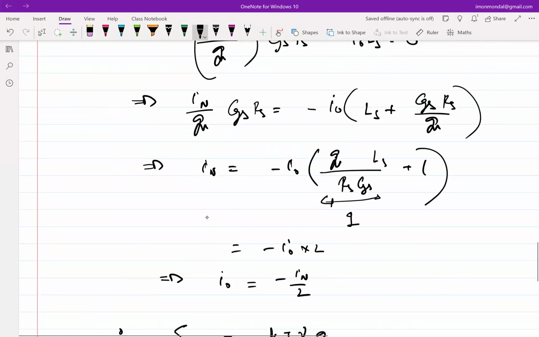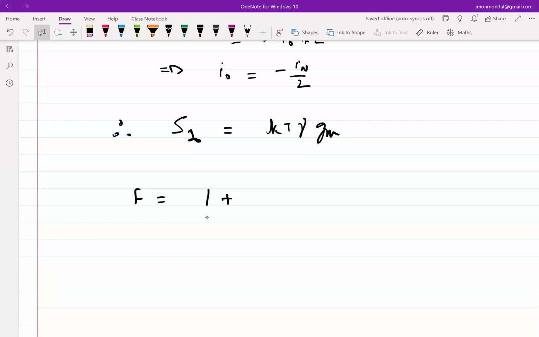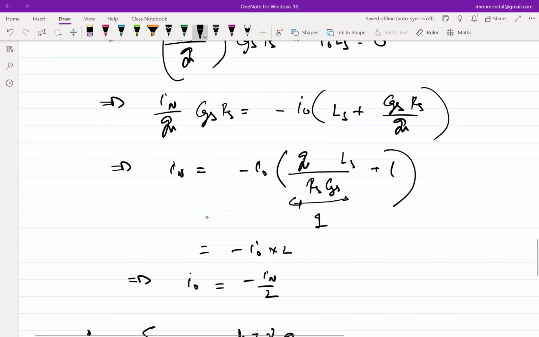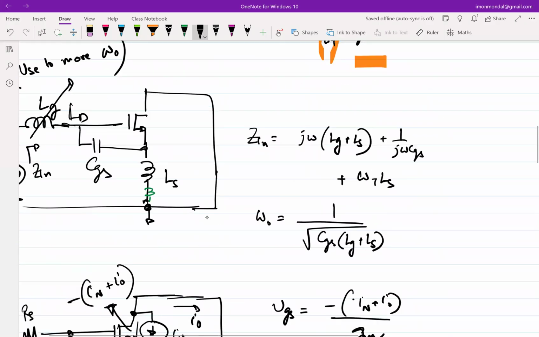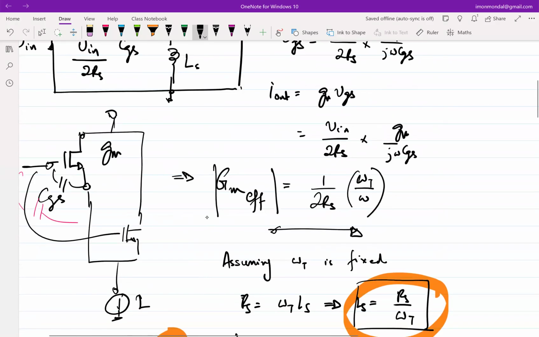1 plus, then the noise due to the device alone. So that is AT gamma GM divided by the noise due to RS alone. Well, noise due to RS alone is 4 kT RS times the transconductance, effective transconductance that we got. What is the transconductance that we got effective? This guy, right? So 1 over 2 RS omega T over omega.